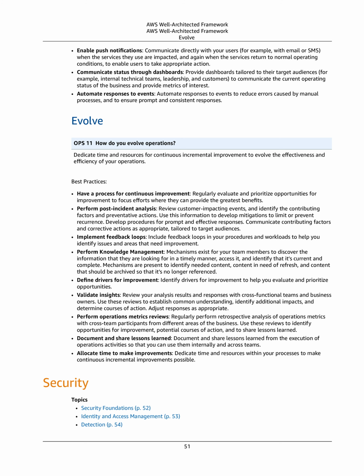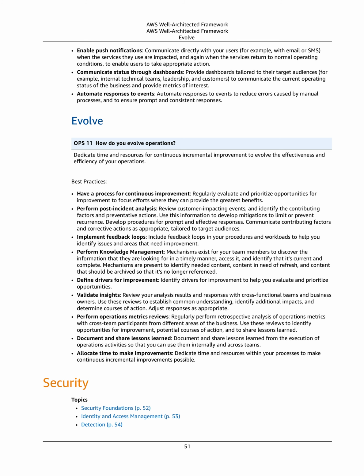Develop procedures for prompt and effective responses. Communicate contributing factors and corrective actions as appropriate, tailored to target audiences. Implement feedback loops. Include feedback loops in your procedures and workloads to help you identify issues and areas that need improvement. Perform knowledge management. Mechanisms exist for your team members to discover the information that they are looking for in a timely manner, access it, and identify that it's current and complete.